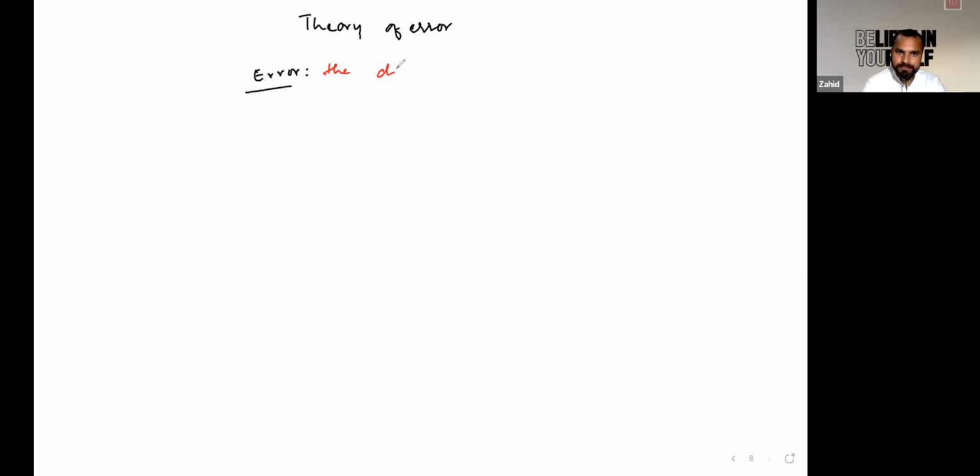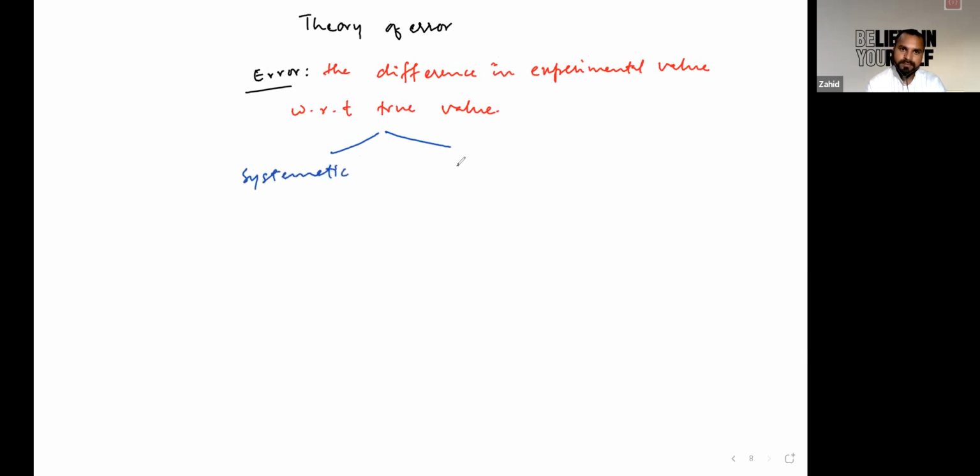So you will say the difference in experimental value with respect to true value is termed as error. Now we may have two different types of error. First is called systematic and second is called random.